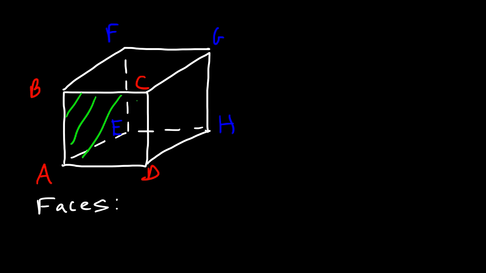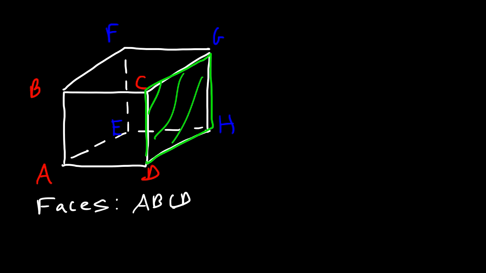This picture was a lot better than the last one. Let's call this A, B, C, and D. And this is going to be E, F, G, and H. So what are some of the faces of the cube? How many faces does it have? So notice that we have the face in the front. This is face A, B, C, D. Another one is the one on the side, D, C, G, H. That's this one. So a face is basically a flat surface.